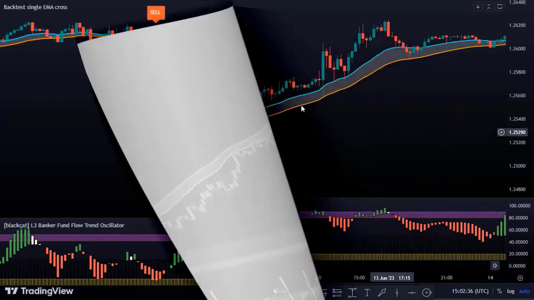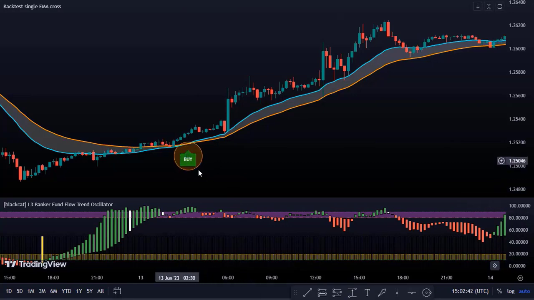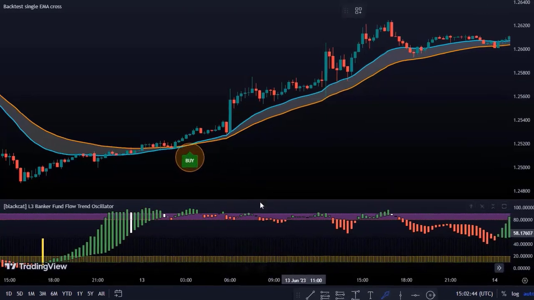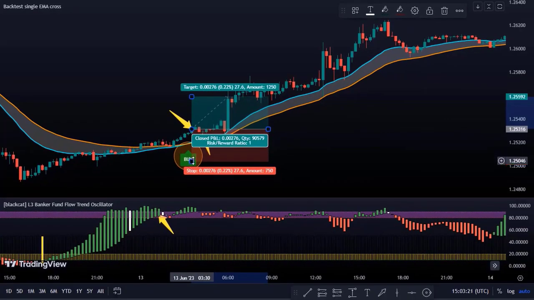Now, let's take a look at another example for better clarity. I have a 15-minute Euros chart in front of me and a buy signal has been generated here. As we can see, our candle should be of green color, which it is. All our buy conditions are being met and the price is above the crossover. The next condition we need to check is the banker fund flow, which is showing a value of more than 80. Based on these conditions, we can enter into a long position with a stop loss placed below the crossover.